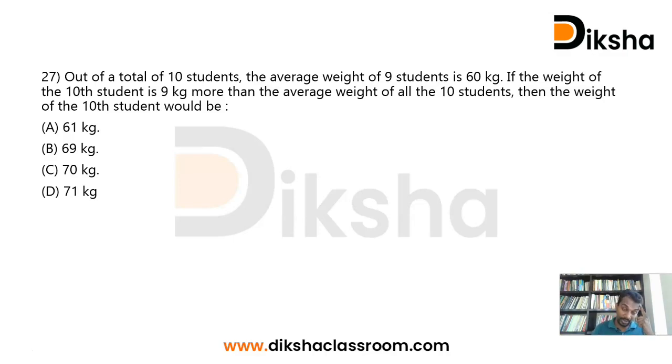It's given that out of a total of 10 students, the average weight of 9 students is 60 kilogram. If the weight of the 10th student is 9 kilogram more than the average weight of all the 10 students, then the weight of the 10th student will be? A bit interesting. Okay, we'll give you some time. After that, we'll be discussing.